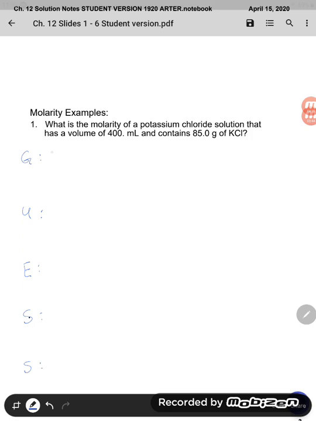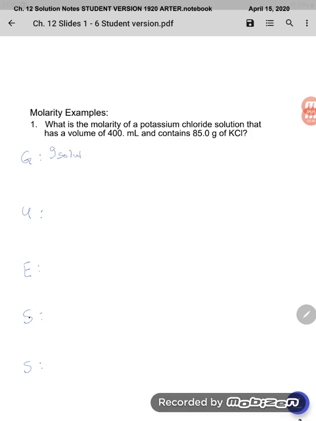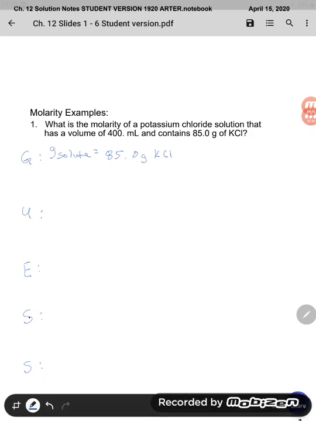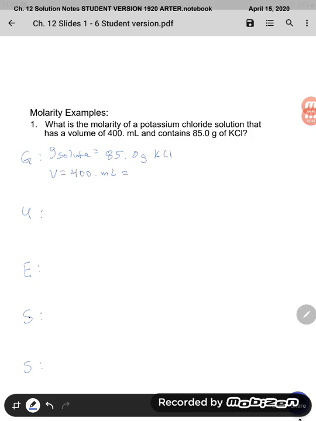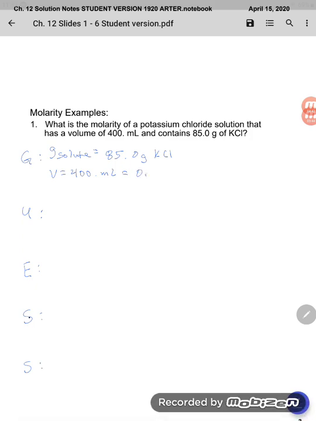So what is the molarity of potassium chloride solution that has a volume of 400 milliliters and contains 85.0 grams of KCl? So our grams of solute, 85.0, pretty self-explanatory there. Our volume was given to us in milliliters. Now, we're going to want to be careful because with this material, we need to be in liters. So you don't have to show that conversion, but you just divide by 1,000.